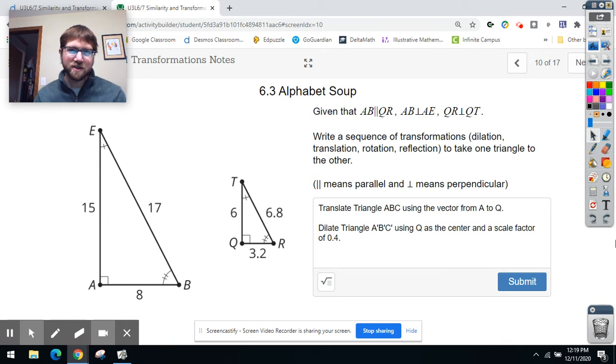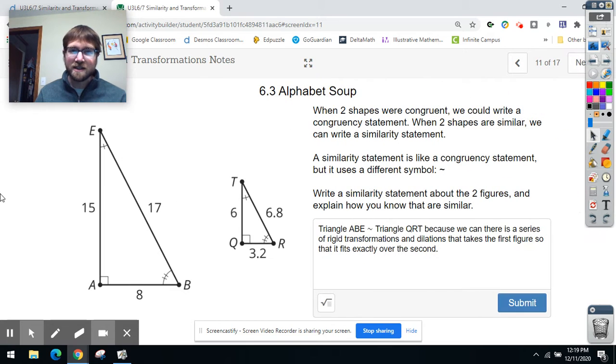Okay, here's my sequence. So first we translate triangle ABC using the vector from A to Q. So that would put A on top of Q. And also, I don't need to do any rotation here because it already tells me that AB is parallel to QR. So I know that when we shrink the triangle down, I don't need to do any rotation. It'll just have B on top of R at that point, because AB will be the same length as QR, and likewise EA will be the same length as TQ after we do a dilation by 0.4. Okay, neat.